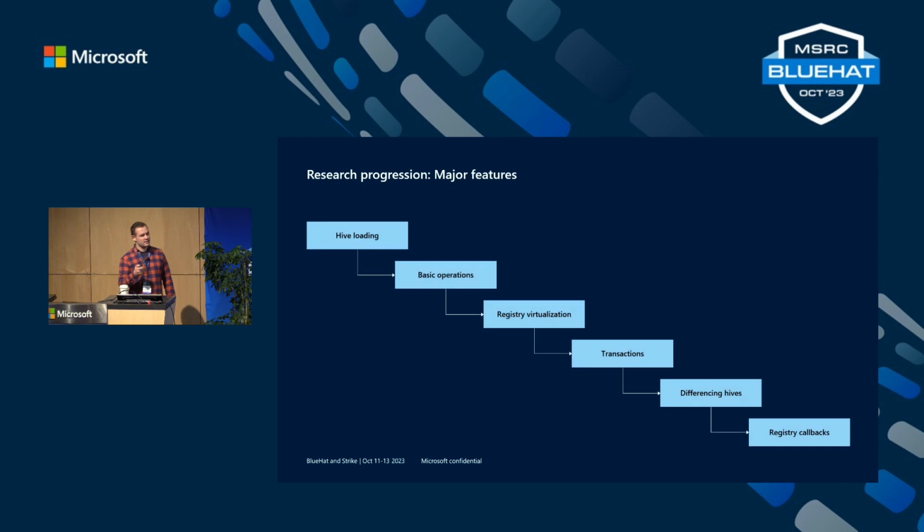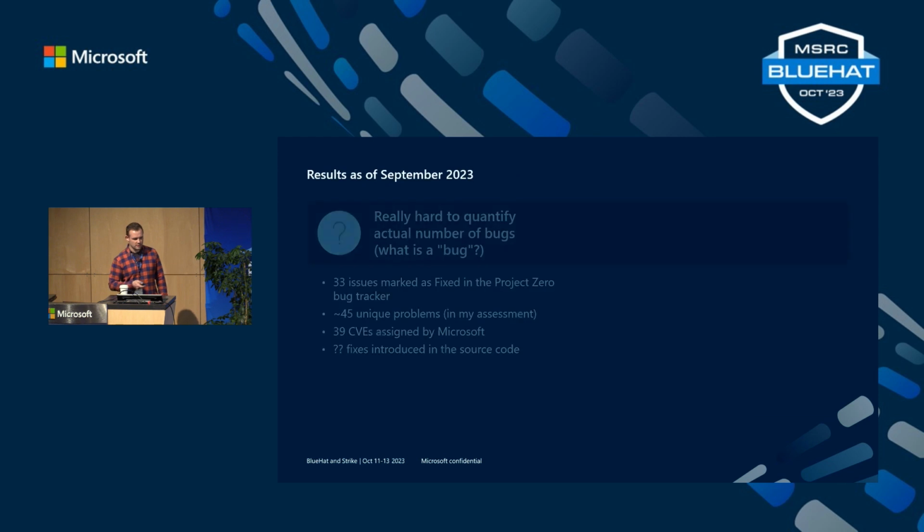And I would basically repeat this process many times for each of the major features of the registry. So first of all, I would start with the hive loading part, which is the easiest to start with, I guess, because it just does kind of binary parsing and binary format sanitization. Then I would move on to basic operations that you know from regedit, such as creating keys, setting values, and so on and so forth. And I would then move on to things like registry virtualization, transactions, differencing hives, registry callbacks, and so on and so forth. So that was my basic process.